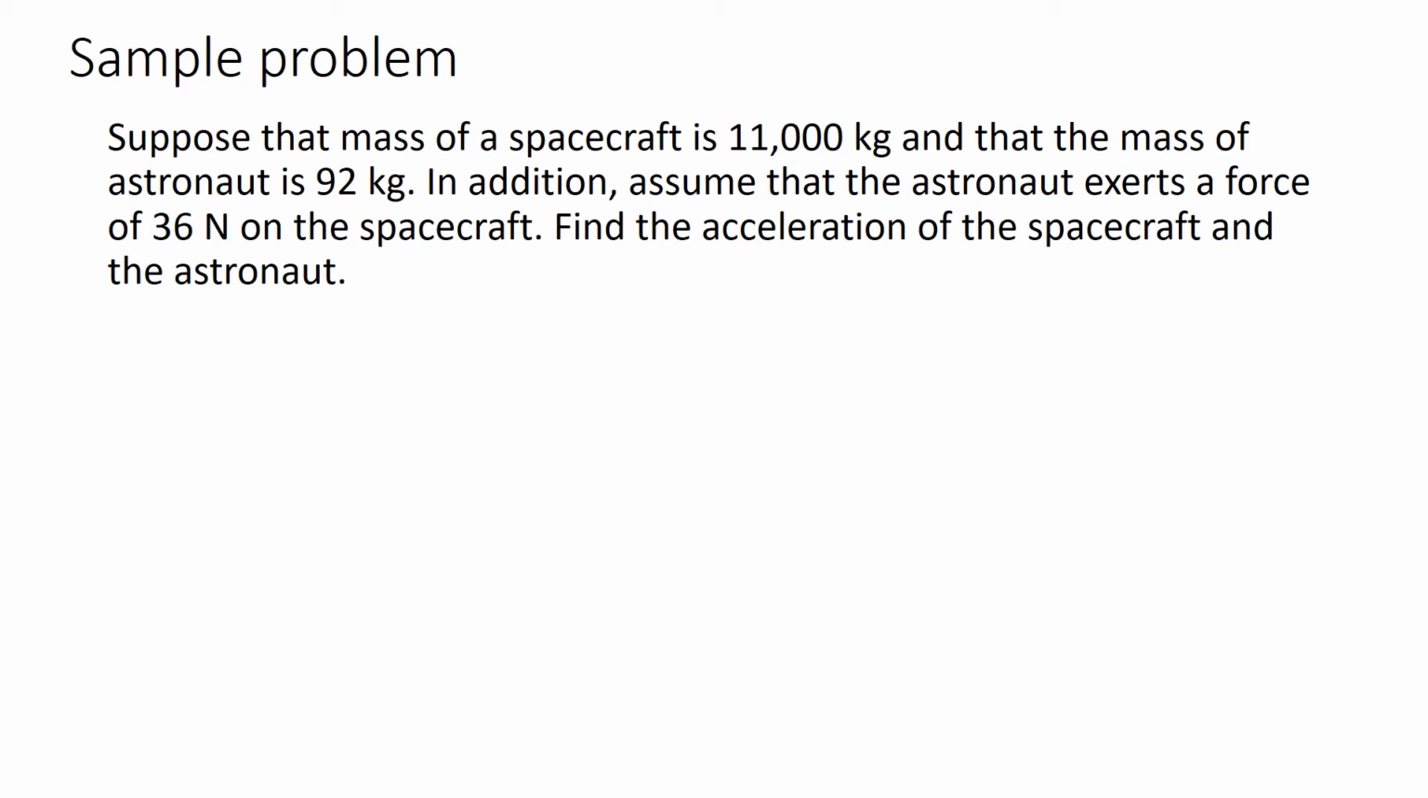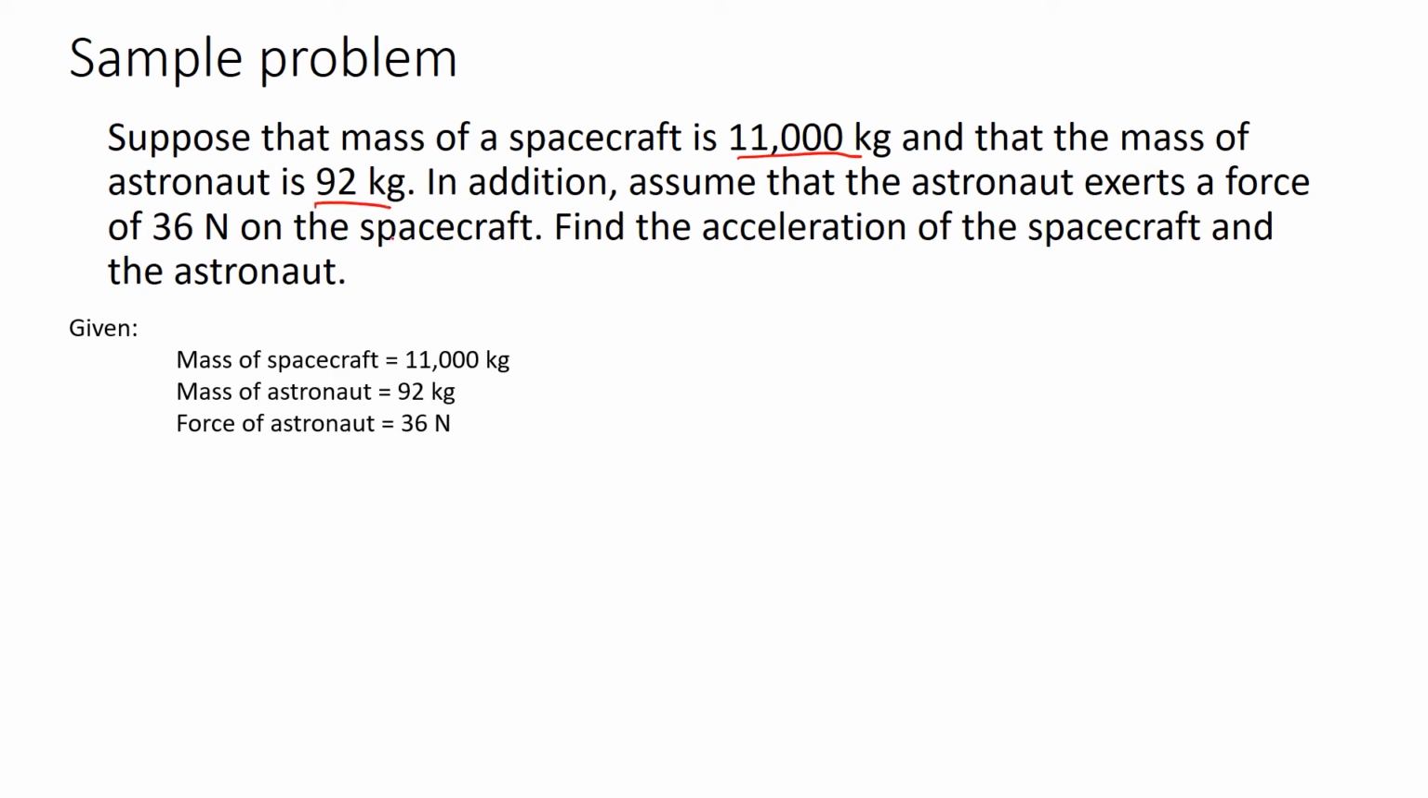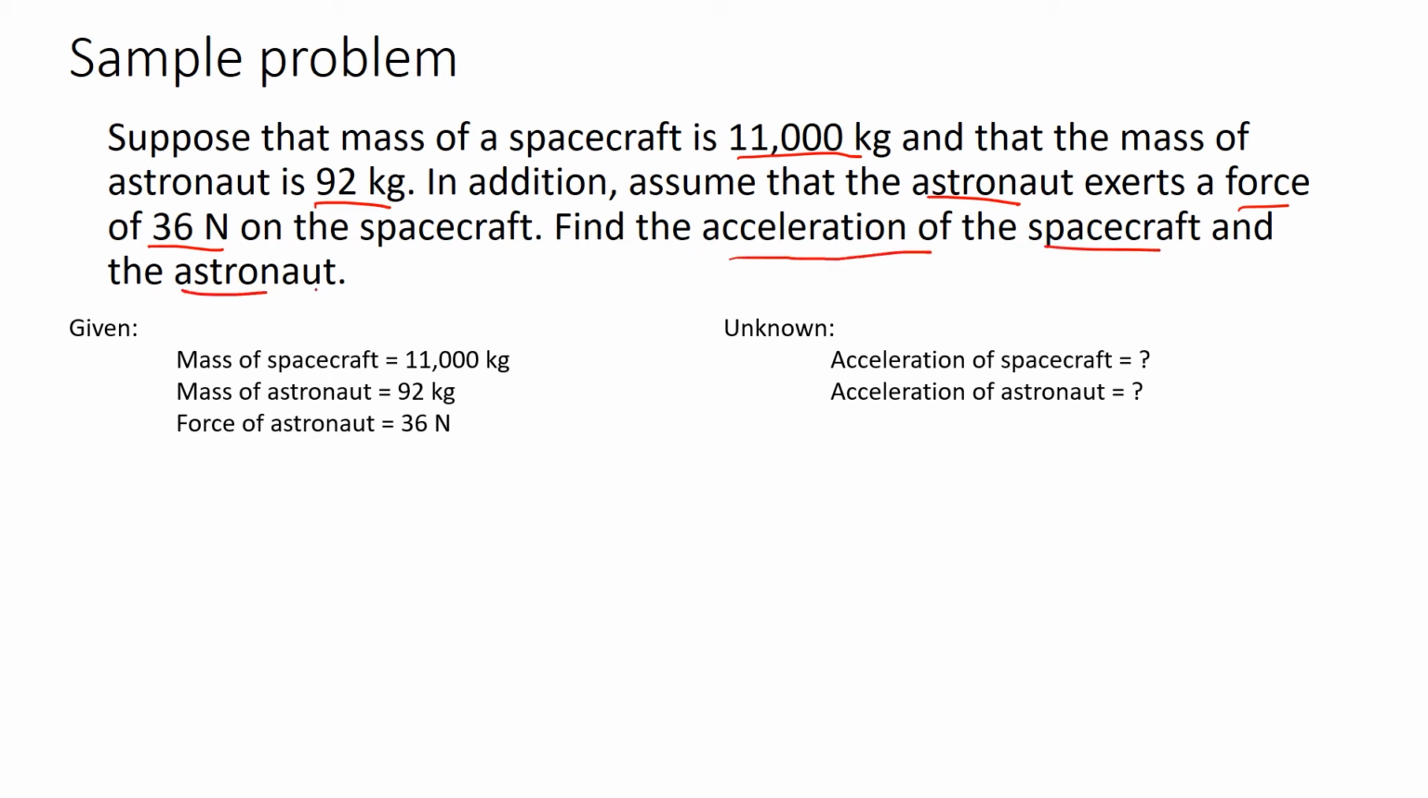So the first step that we're going to do here is to identify the given values that can be found in the problem. The given values are: mass of spacecraft is equal to 11,000 kilograms, mass of astronaut is 92 kilograms, and the force exerted by the astronaut, which is equivalent to 36 newtons. That is why we have these given values here. After that, we're going to identify the unknown values. The unknown values here are the acceleration of the spacecraft and the astronaut.